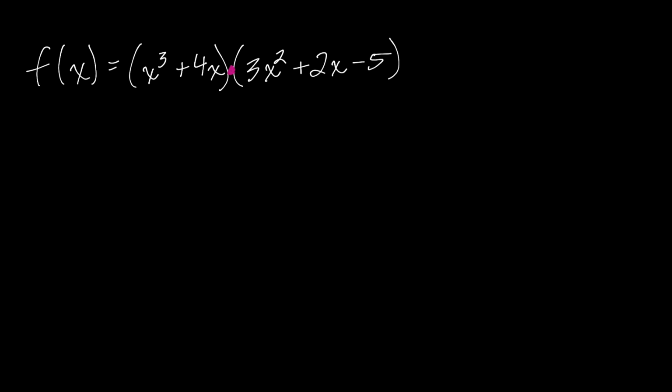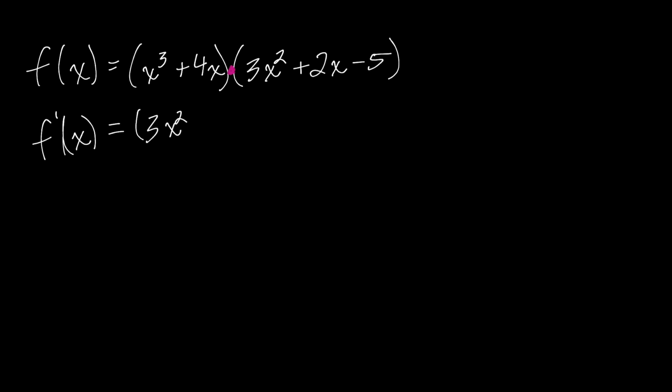I'm going to use the product rule, which says, let me undo that. Go back to the other color. F prime of x is the derivative of the first. So this is the first derivative of f of x. So that would give me 3x squared plus 4.